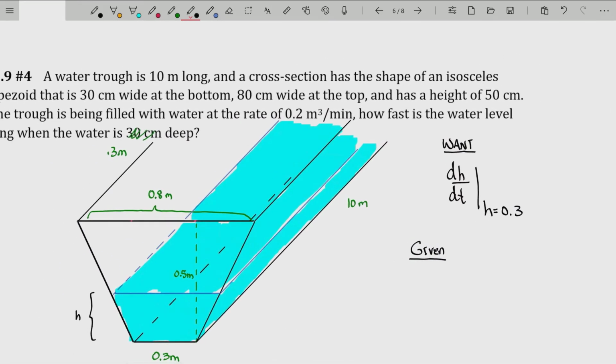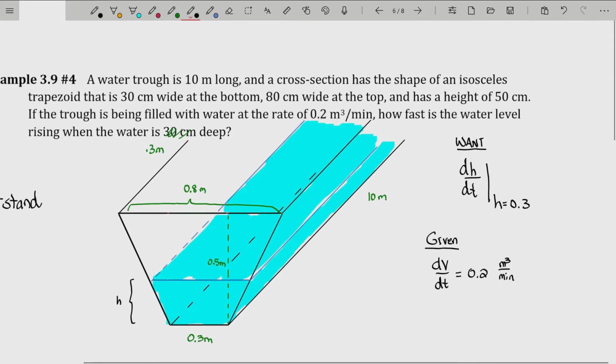So that's the rate of change of volume with respect to time. So we've been given the change of volume with respect to time. It's always, because the hose pours at the same rate, 0.2. And if you want to write cubic meters per minute, you can. It's not illegal. You could totally do that. Those are the only two things that we were really truthfully given.